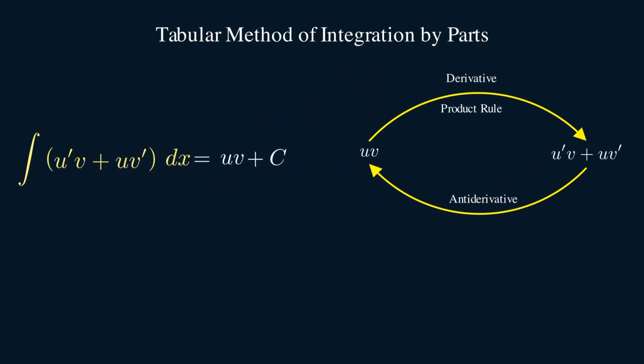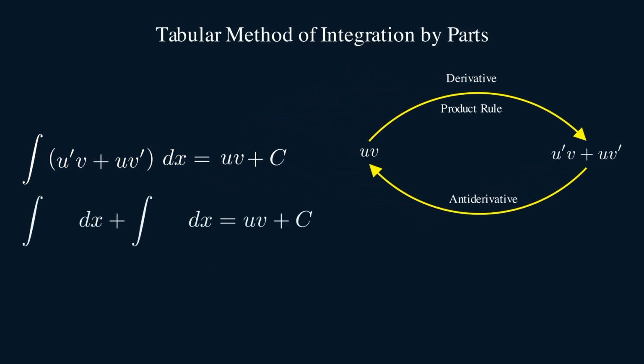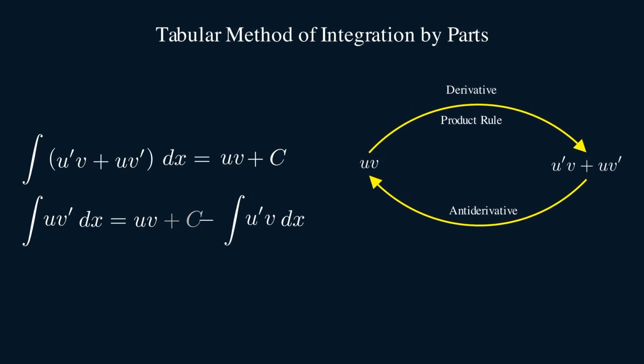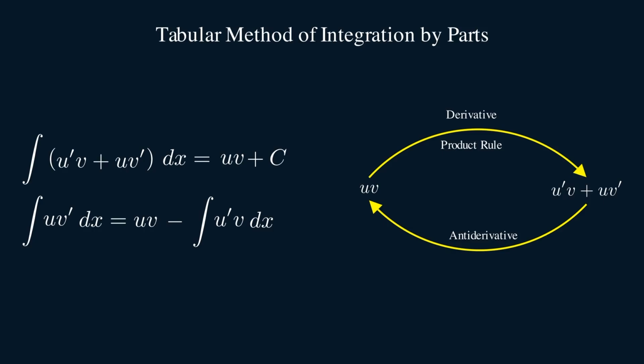Now, we split the integral as a sum of two integrals, and subtract the first integral from both sides. Since the right-hand side also includes an indefinite integral, we can omit the constant c. This is called the formula for integration by parts. It splits the integral of the product uv prime into two parts.